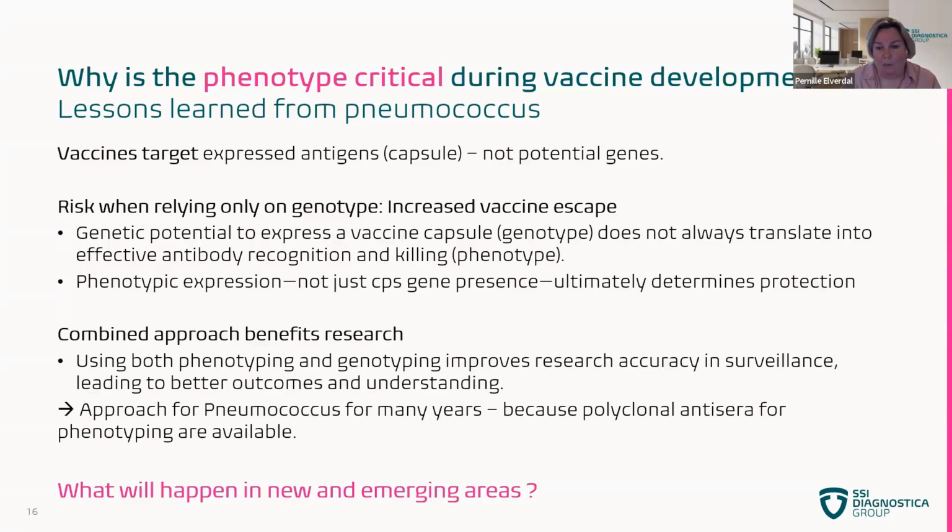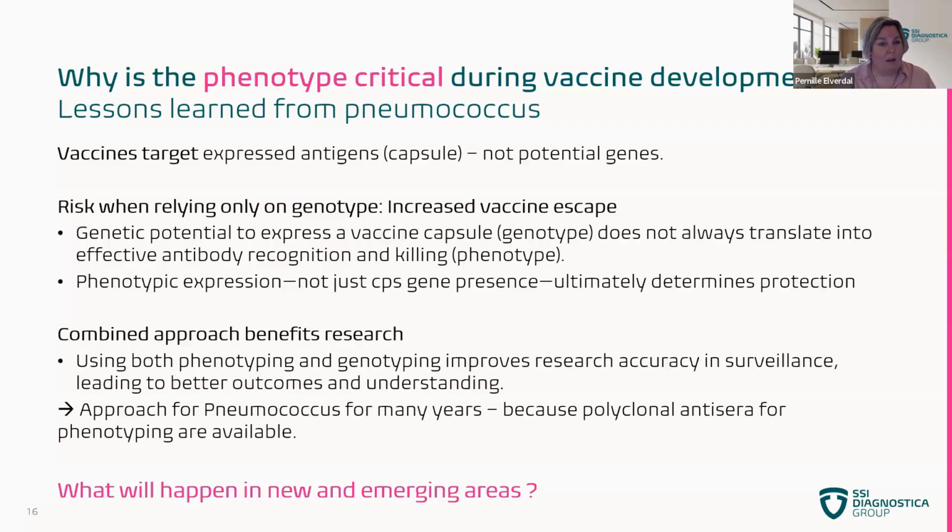But a combined approach benefits the research. We still need to remember those methods because they will be important for research and the surveillance industry. By using both phenotypic and genotypic methods, that will improve the accuracy of surveillance, leading to a better outcome and understanding of the bacteria, and how we can then look for new serotypes.